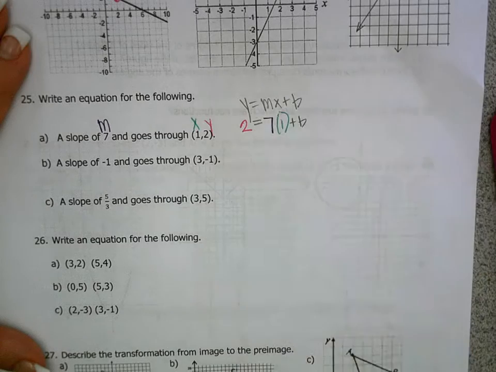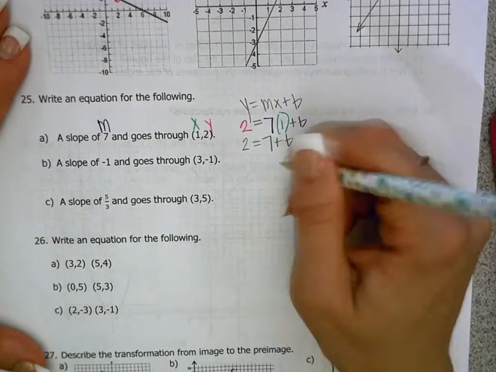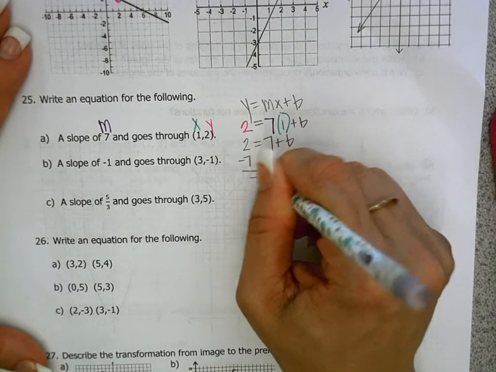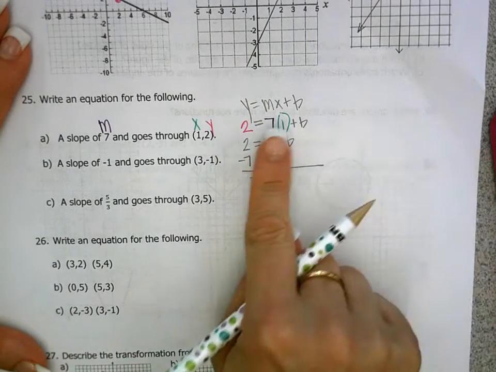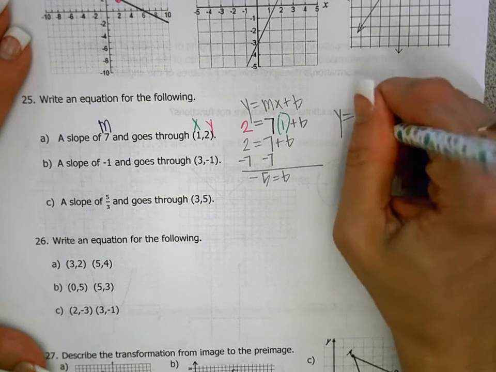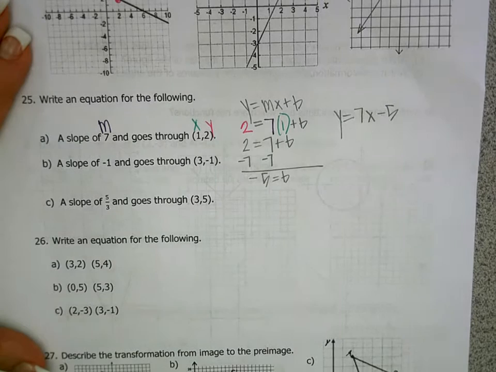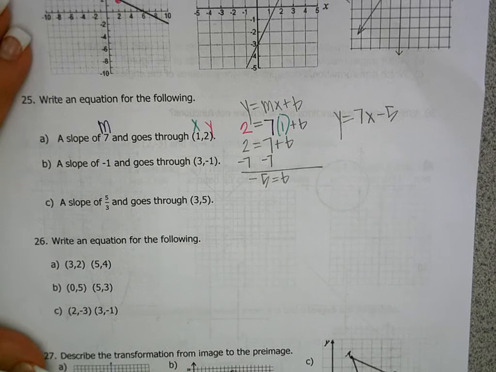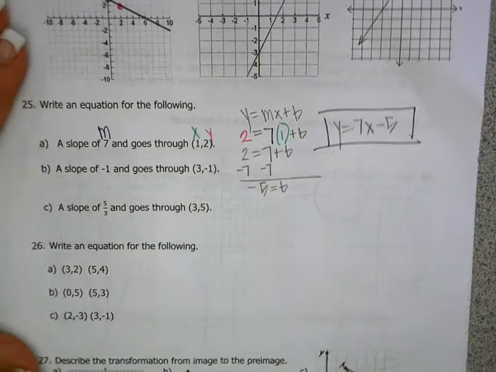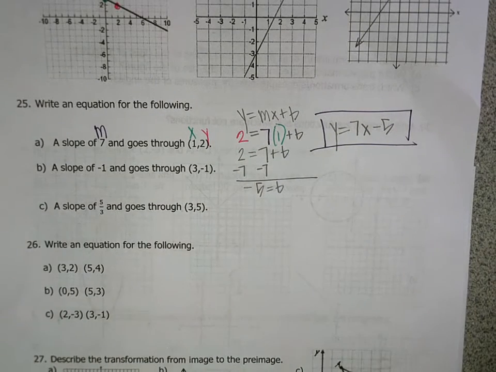And you're going to solve for b. So 2 equals 7 plus b. To get b by itself, you'd subtract 7 from both sides. Negative 5 is equal to b. Then you just plug in. So y equals your m, we said was 7, times x minus 5. So then you just plug into your m and your b. So you could do it that way, that's fine. 7x minus 5.